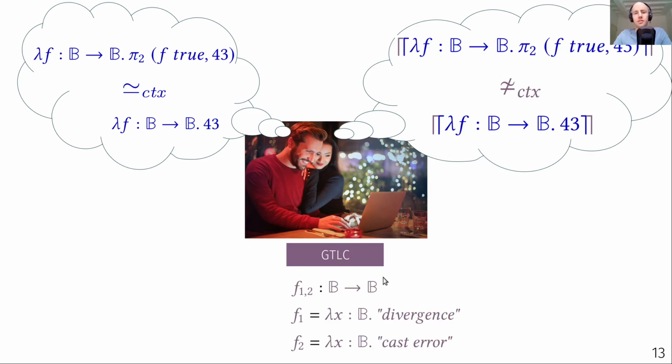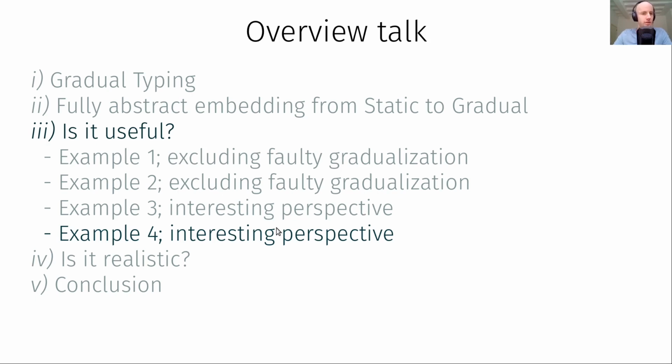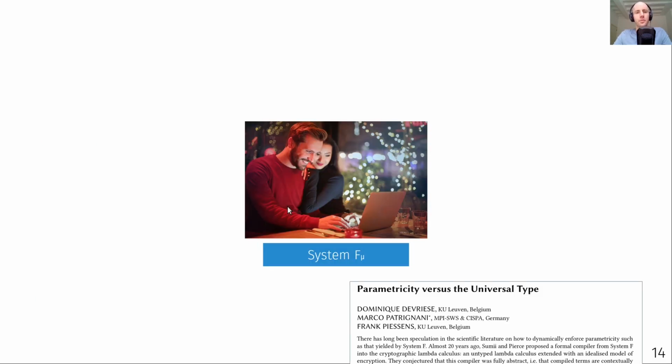Indeed, you can now type a function from bool to bool, which will always diverge upon application, or a function that will always return a cast error upon application. And so we see that indeed this equivalence is broken here. So we can then wonder, okay, is the GTLC maybe more naturally viewed as a gradualization of a partial variant of STLC? So for the fourth example, we're going to look at an example from this paper.